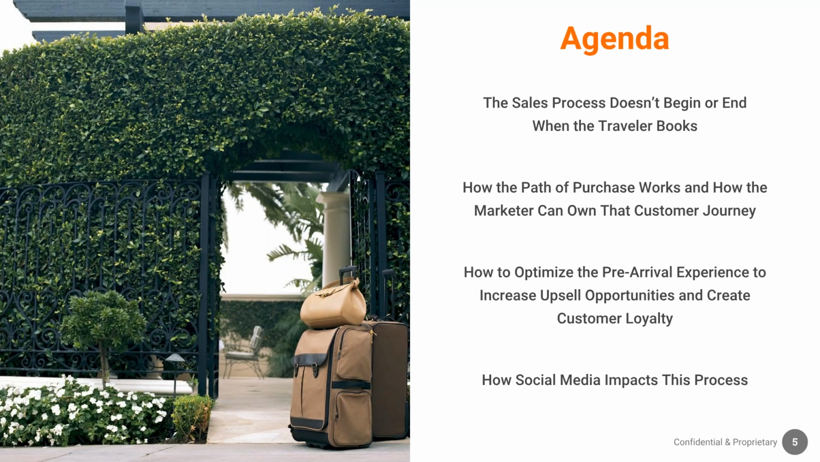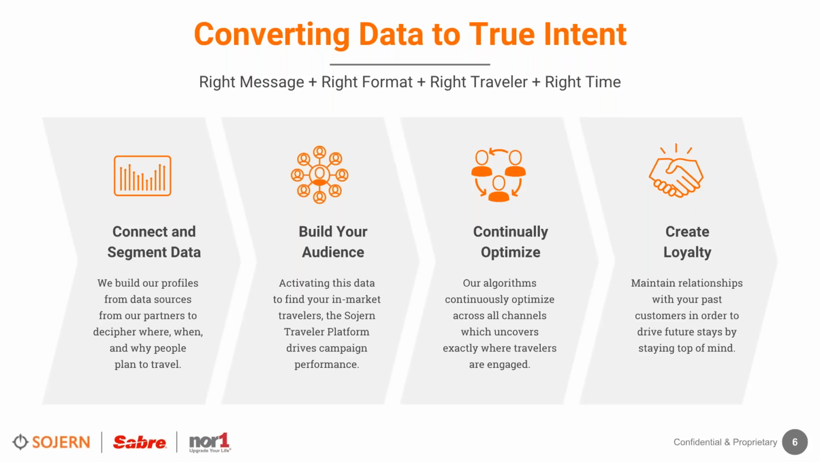We're going to jump right in and start off on the guest path to purchase, and essentially how a hotelier today converts data into true intent, or monetizes that data to add to the bottom line. I think the simplest way to look at this is the right message in the right format to the right traveler at just the right time. Well, that's neat in theory, but how does that really work?